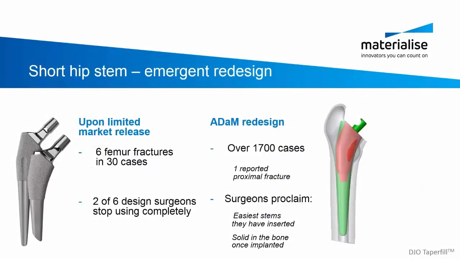So maybe to take this into a couple quick examples before turning it over to Bart. One femoral example is with a company, DJO, where they were at market release with a short hip stem. You can see it here in red, the design, where upon limited market release, they had 6 femur fractures in the first 30 cases, and 2 of their 6 surgeons stopped using it completely and said, you need to resolve this and figure out what's causing these fractures.